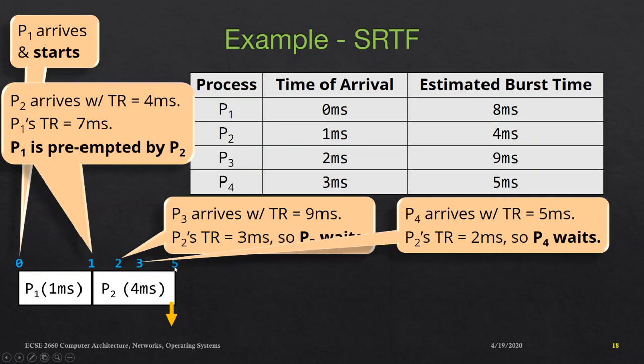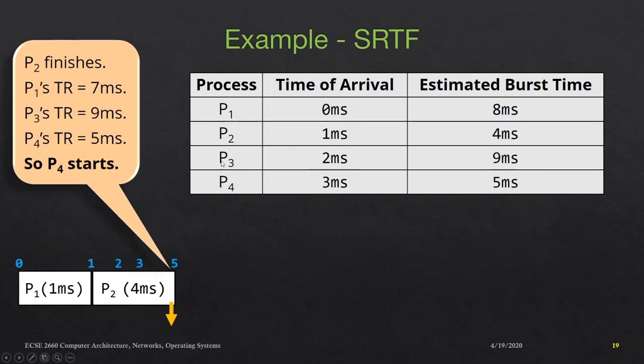At 5 milliseconds, which is essentially after you remove this one, all of the 4 milliseconds burst time for P2 are complete. So this yellow down arrow is indicating that P2 has completed and it is now going to exit to the terminated state. So P2 finishes at that time.